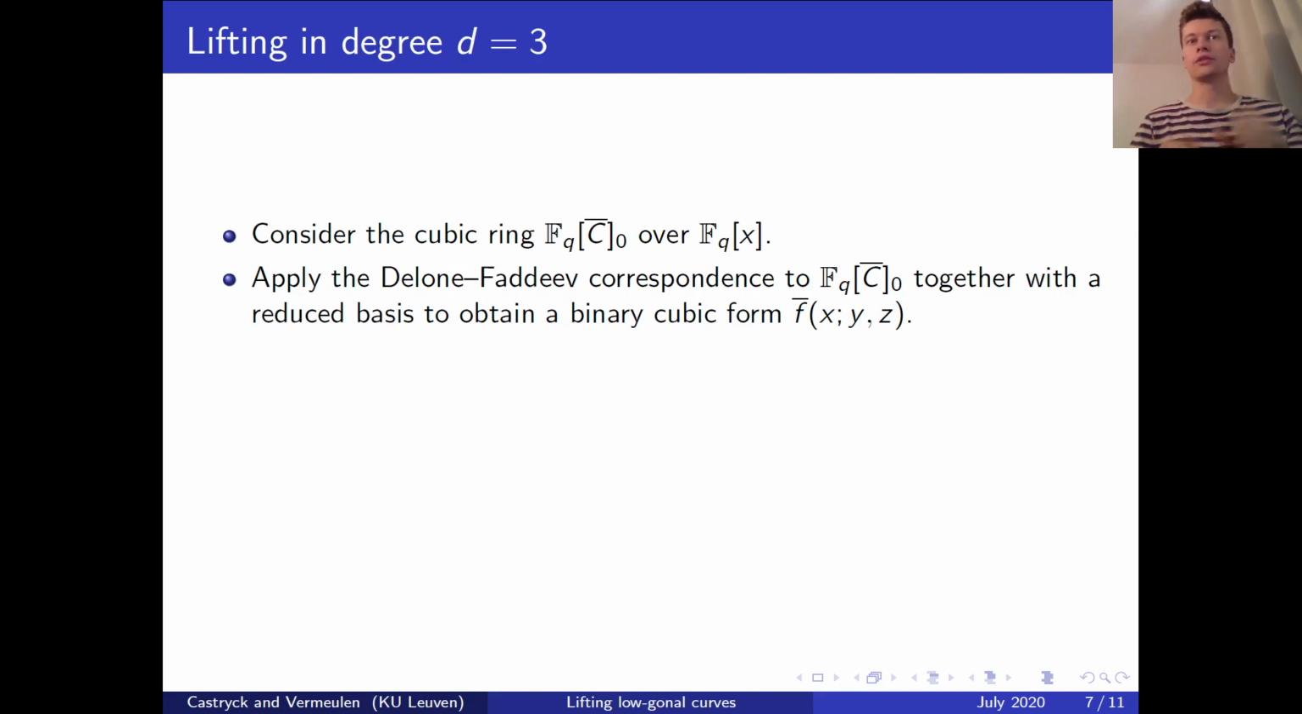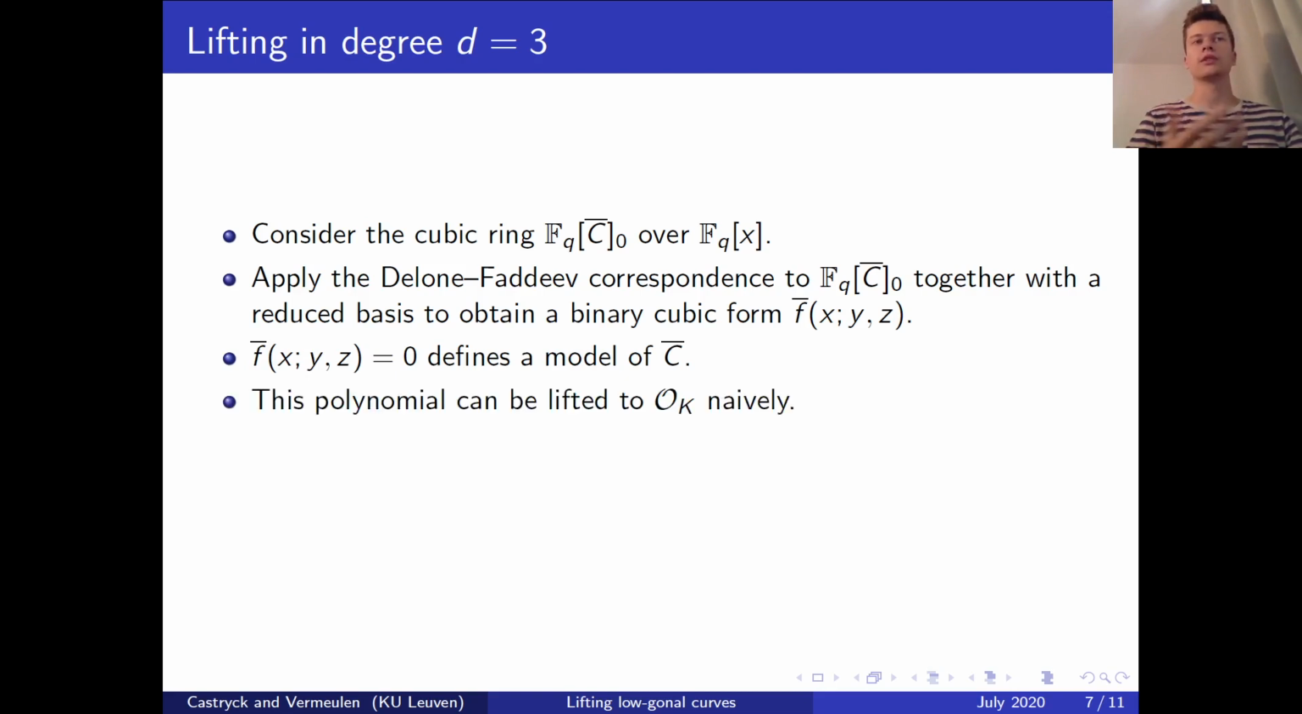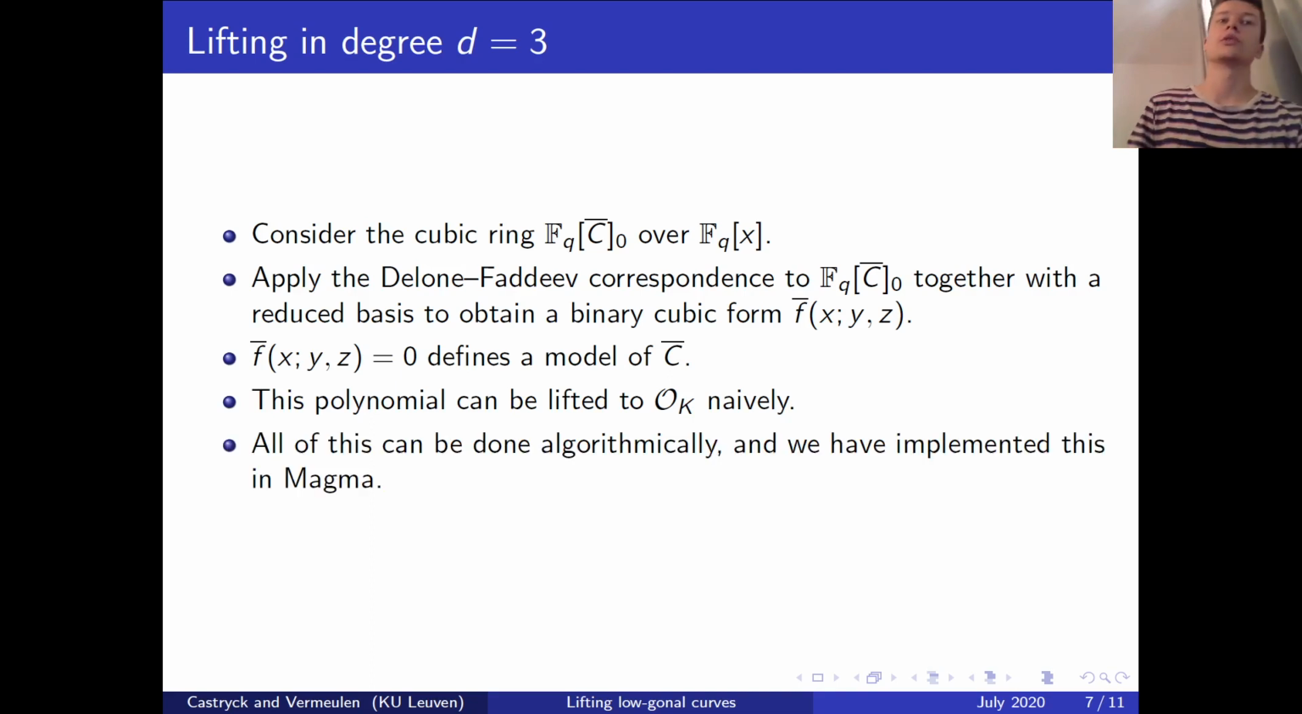So now it turns out that this is exactly the model I pictured before, with this nice Newton polygon that we can lift to characteristic 0 directly. So first of all, if you look at the vanishing locus, then this will define a model of the curve C bar. And secondly, this is the polynomial we had before, so we can lift it to OK naively. And I want to mention, of course, that all of this can be done algorithmically. So you can compute these reduced bases, and we have implemented this in Magma, and it works very well in practice.